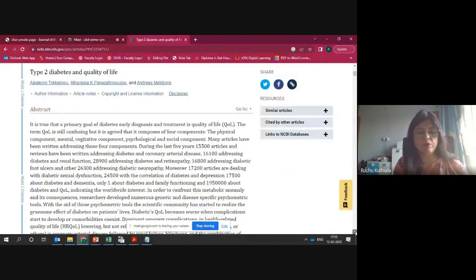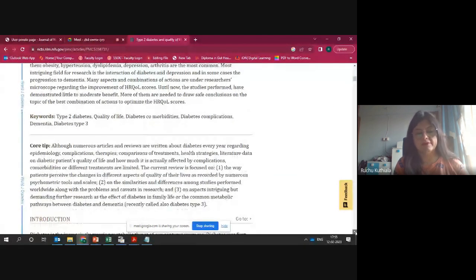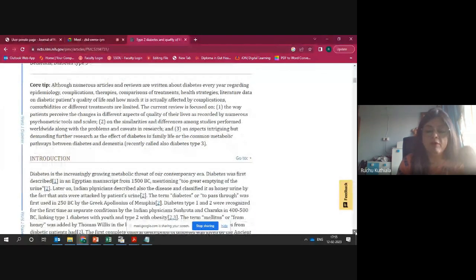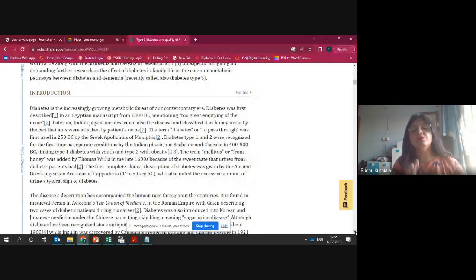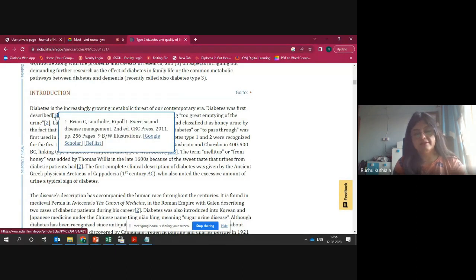And once I go down, I'll come to know what they have done. So I can read about it, take the help of the introduction. If I want to write something good from this article, that diabetes is an increasing, growing metabolic threat. You would have seen over here, one number is written. What is the meaning of that? That this person has done the research and this line has come from this person. That means we are giving appreciation to this person, that these are not my original lines. This person wrote it. That is how I have given the appreciation to this person.